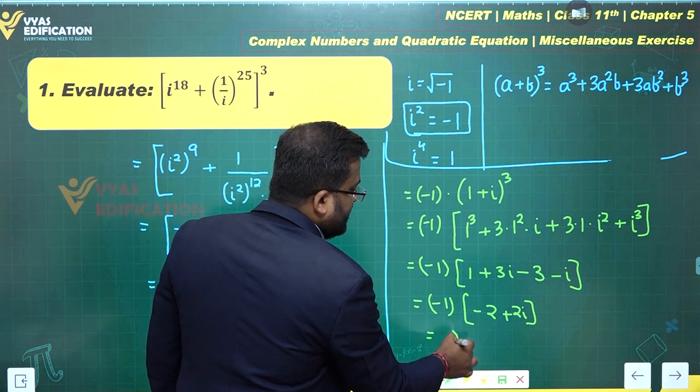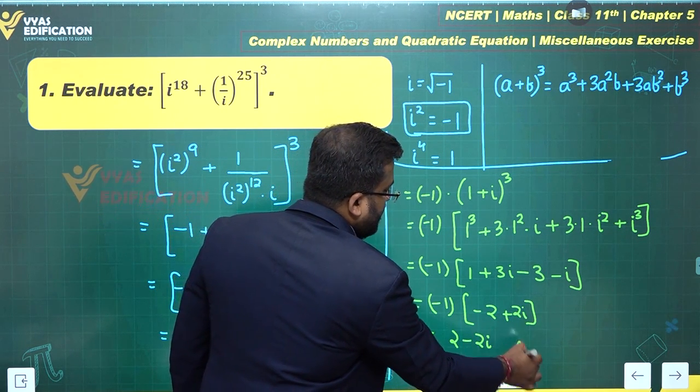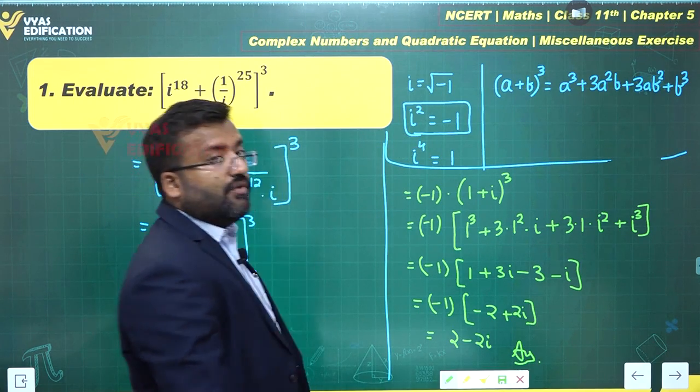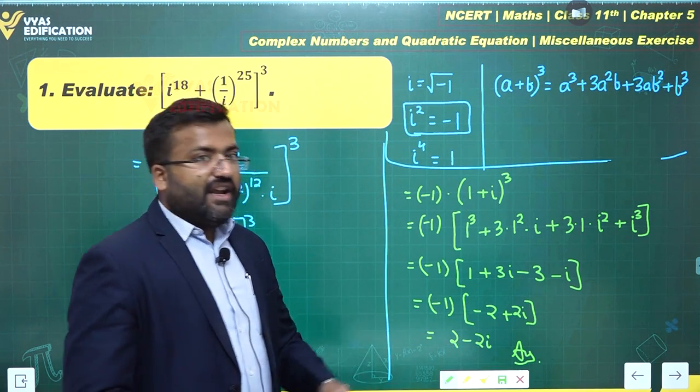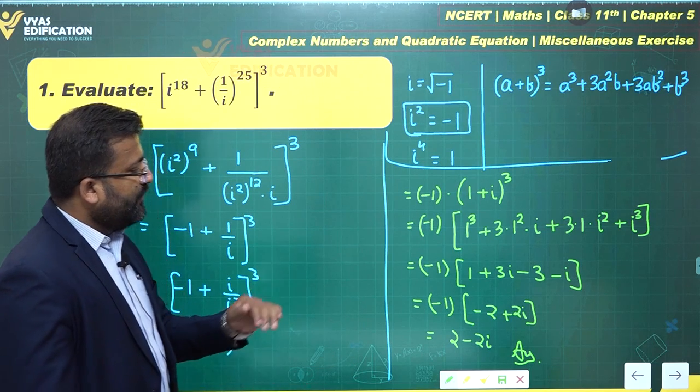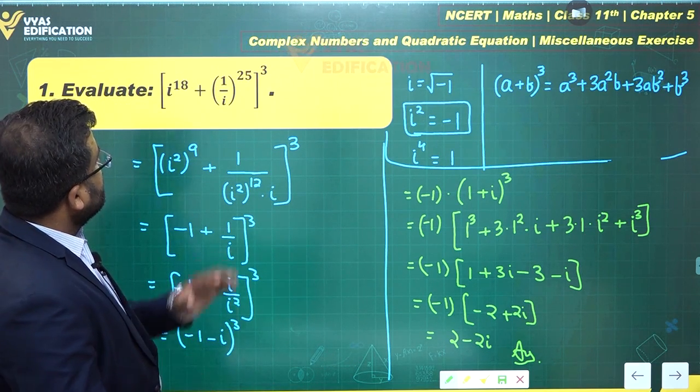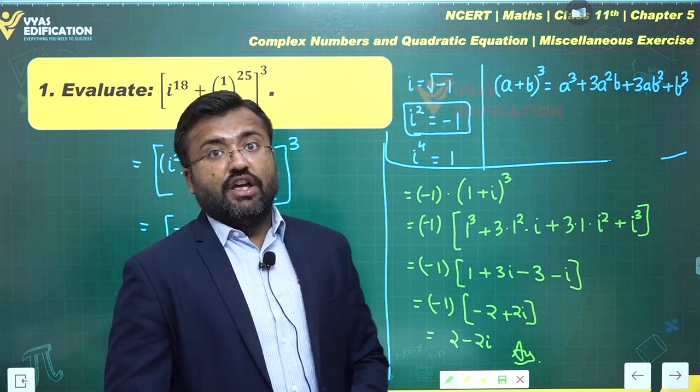And on simplification this will give me 2 minus 2i, which is my final answer for this question. This is 2 minus 2i, as you can clearly observe over here. And yes, that is all in this question.